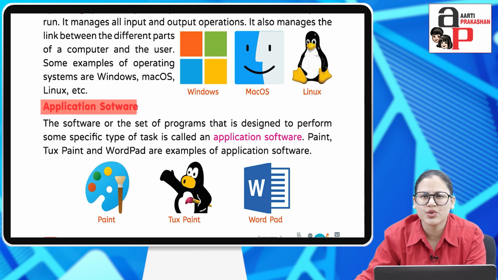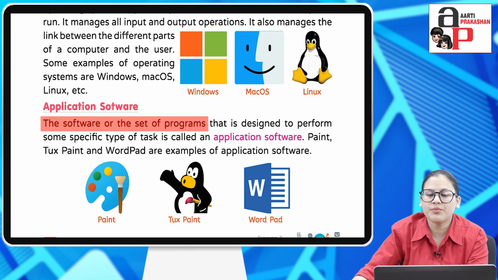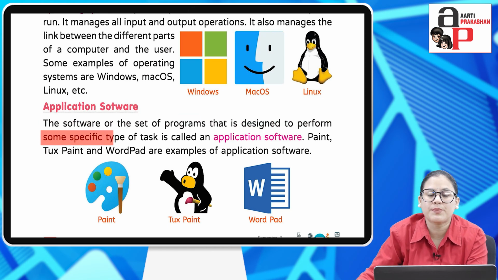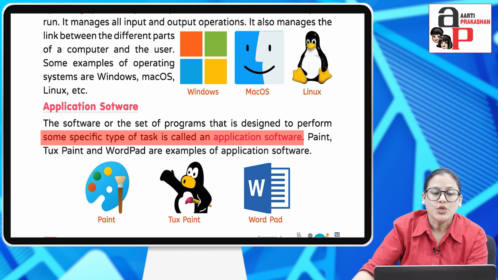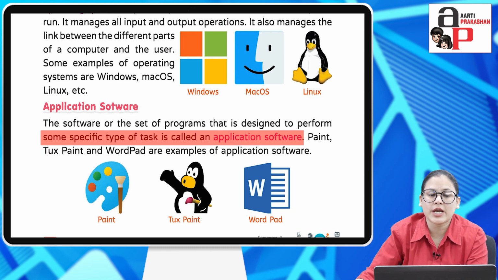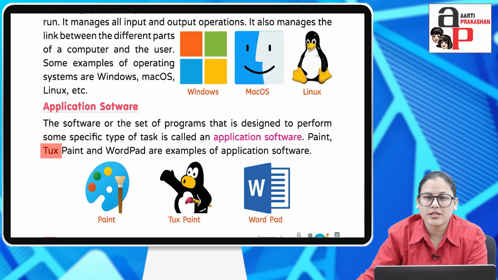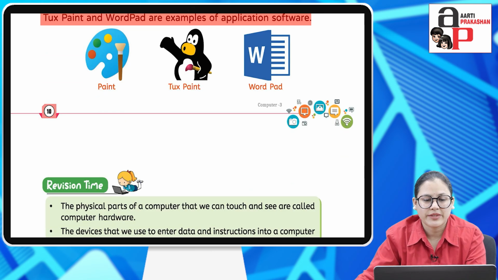Next is application software. The software or the set of programs that is designed to perform some specific type of task is called an application software. Okay, so this kind of software is designed to perform some particular type of task, right? Like Paint, Tux Paint and WordPad are examples of application software.